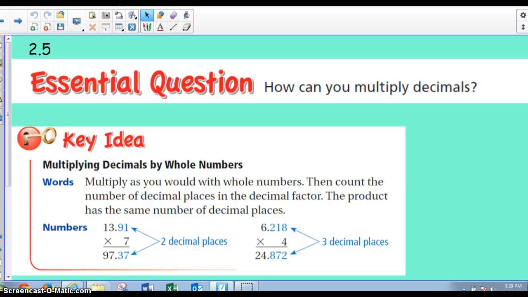Chapter 2, Section 5. Our essential question that we need to answer is how can you multiply decimals? Key idea, I would like you to write this information down.